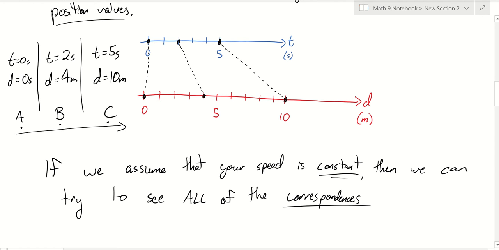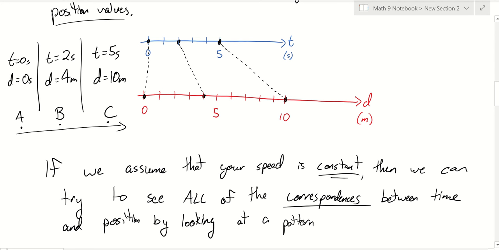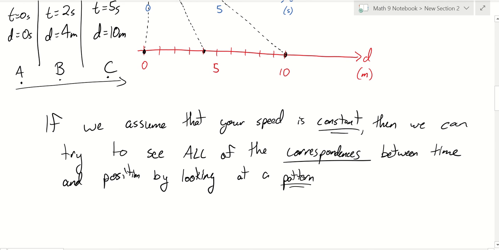We can try to see all of the correspondences between time and position. It's hard to write and talk at the same time. There's going to be some mistakes for sure. So we can try to find some way of diagramming all of the correspondences between time and position, first by looking at a pattern. Remember, lesson 1 was really called patterns. So patterns are obviously very, very important in math. So we can look at a pattern that emerges from the information that we already know, from the information that we already measured.